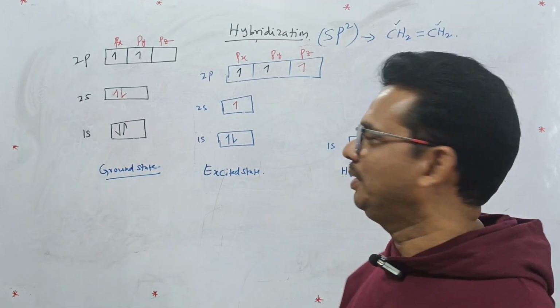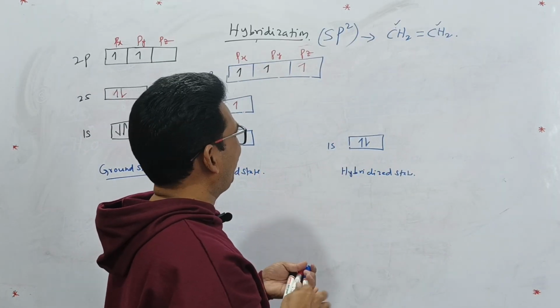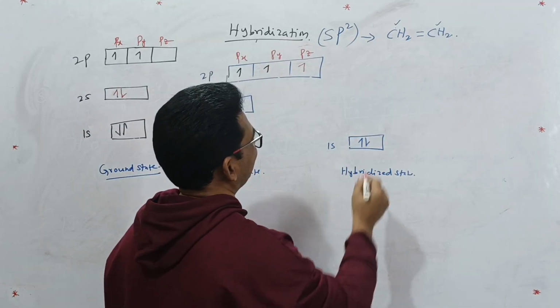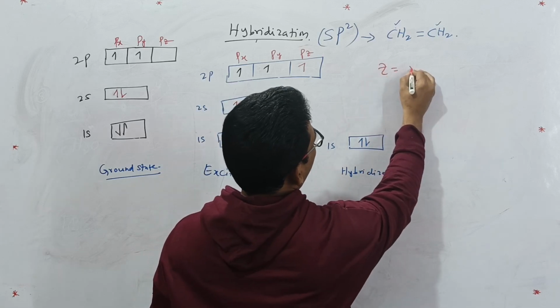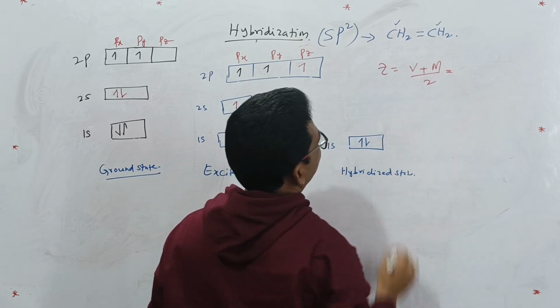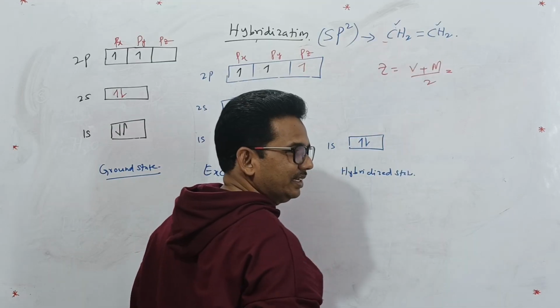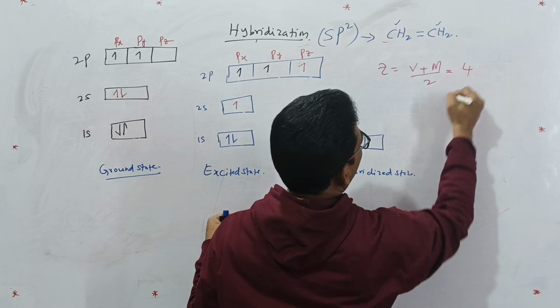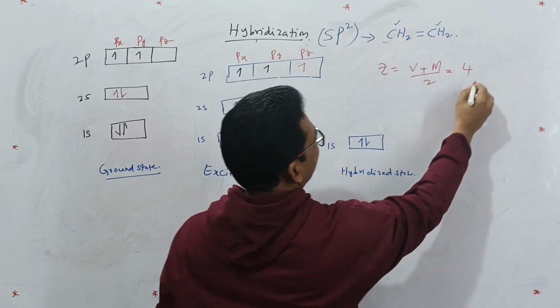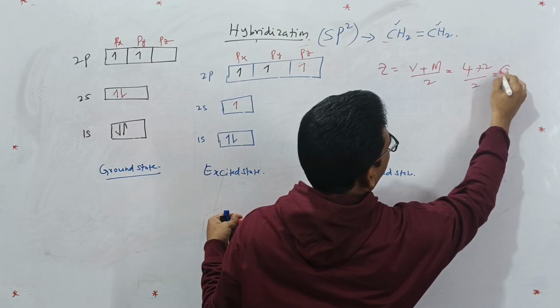In the examination, you might know, it is very difficult to identify. That's why again we have to follow the same formula. Z is equal to V plus M by 2. Then what will it give? For example, this is the center carbon. Center carbon valence electron, how much? 4. Then how many monovalent atoms does it have? 2. Then divided by 2. How much will it give?